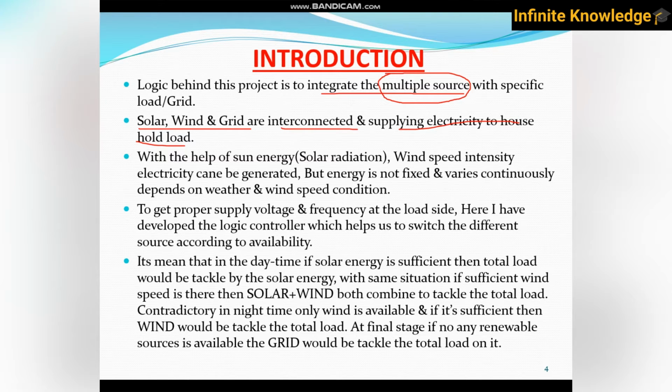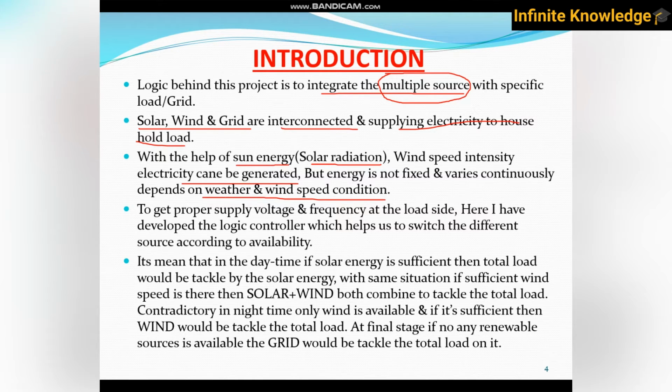The third point is that with the help of solar energy, or solar radiation, and wind speed intensity, electricity can be generated. But the energy is not fixed; it continuously depends on weather conditions and the wind speed.